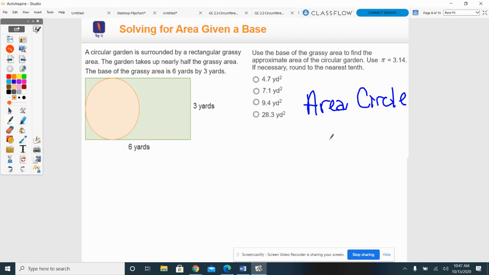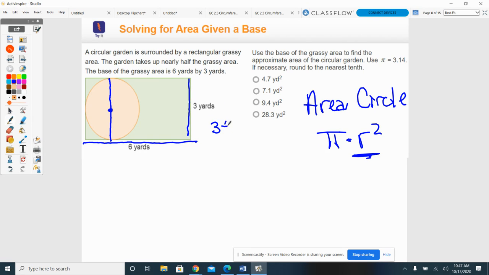Well, the formula for area of a circle is pi r squared, so I really need a radius. Again, they didn't show me a radius, but they told me that this is 3 and this is 6. The 6 isn't what's going to help me here. This time, the 3 is what's going to help me, because if I move that 3 over, it will be a diameter. So the whole thing is 3, and if I take the 3 divided by 2, I'll get 1.5 for each of those two radii.